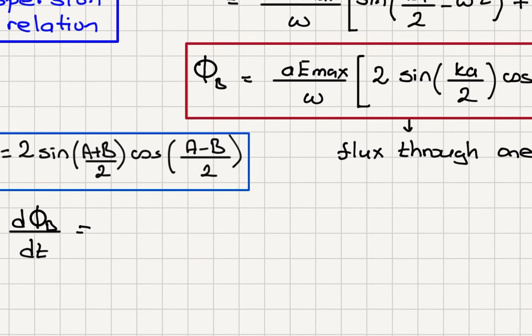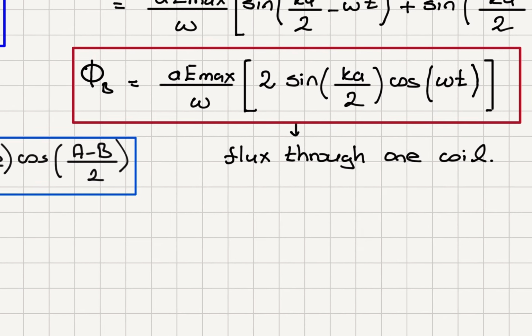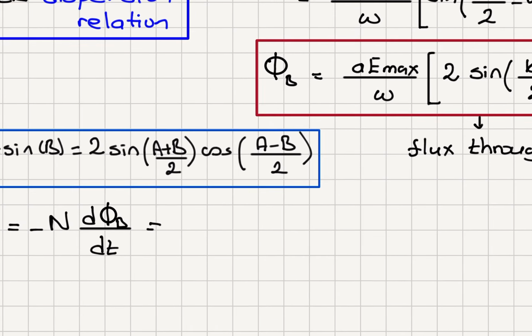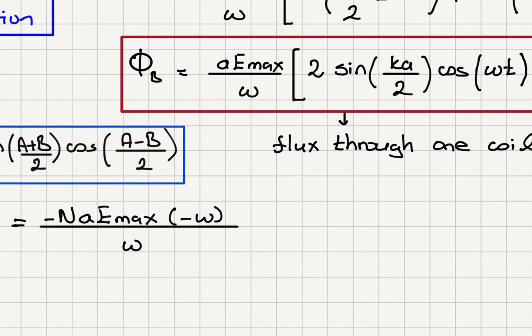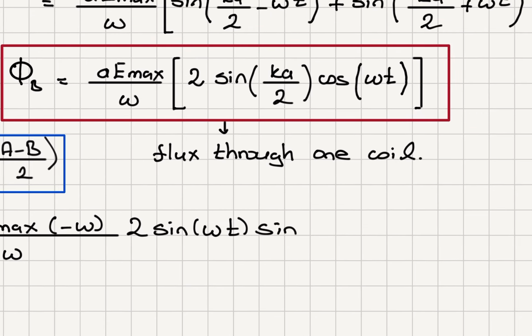So looking at the magnetic flux here, the time derivative will give us a minus omega sine omega t. So we will obtain minus capital N A E max, minus omega divided by omega 2, sine omega t, sine Ka over 2.